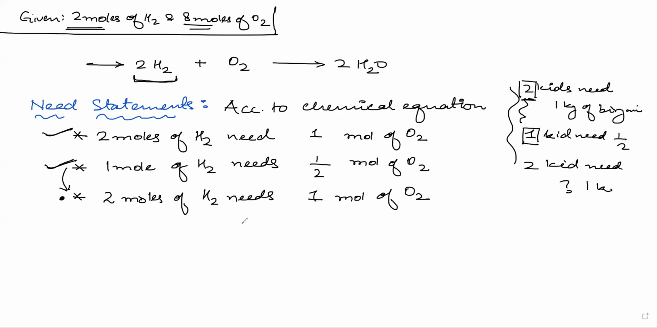Now, this is something that we need, okay? This is something that we need. And this is something that we have. Whatever it is given, that is what we have here. Now, you will tell me, we need how much O2 for 2 moles? 1 mole of O2. So we have oxygen more than needed or less than needed? O2 is more than needed.